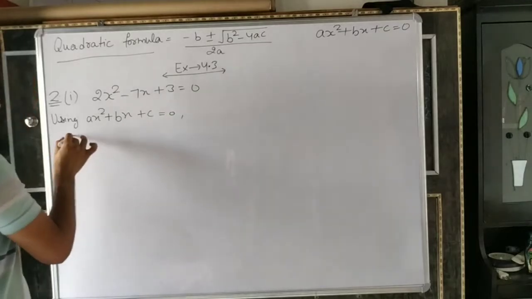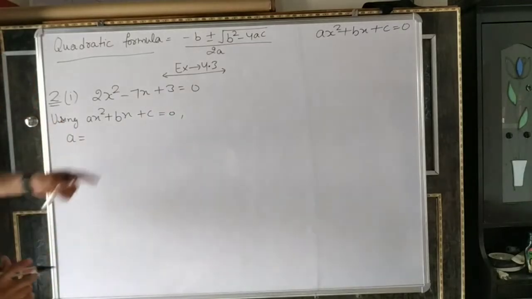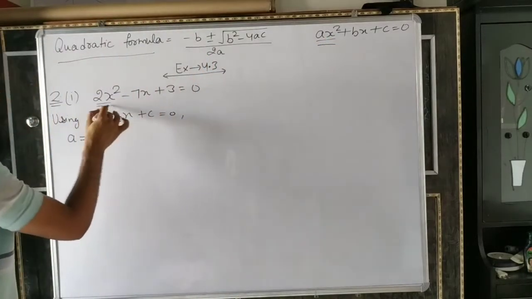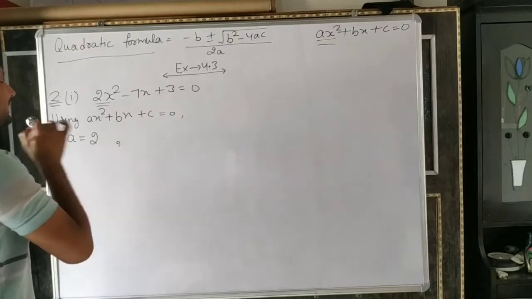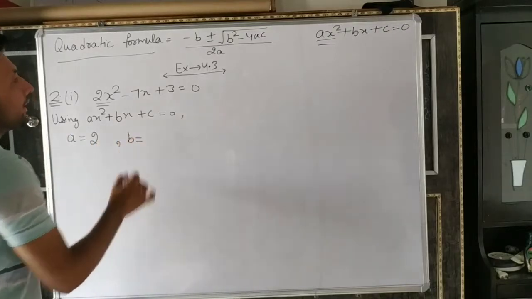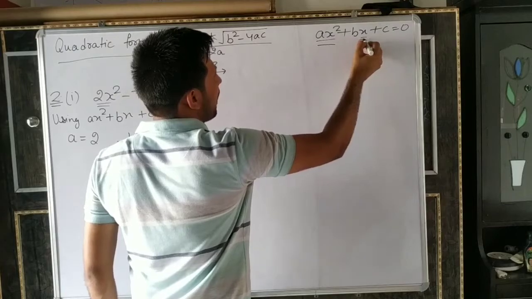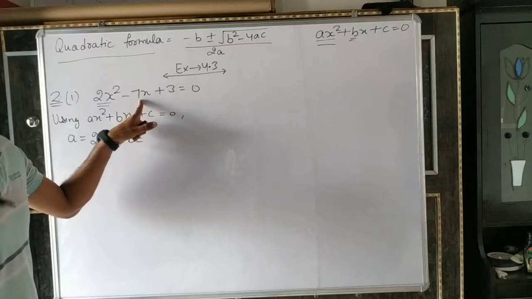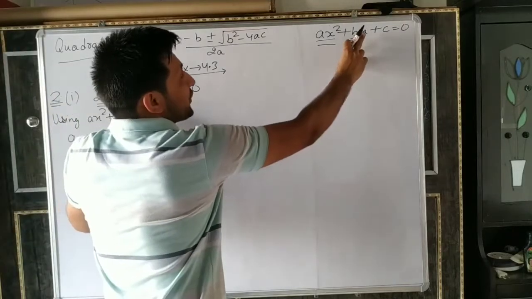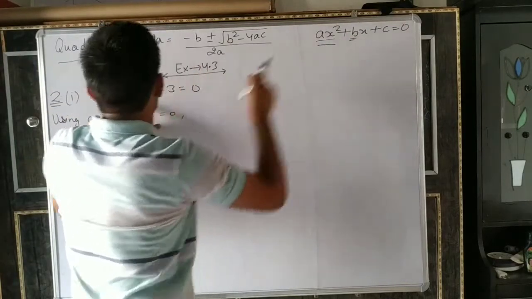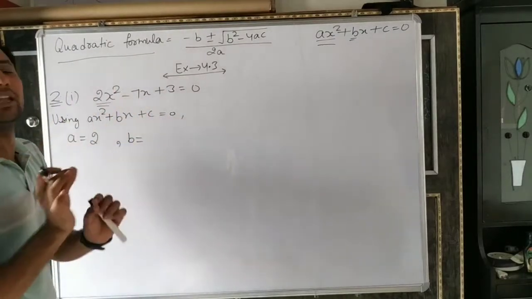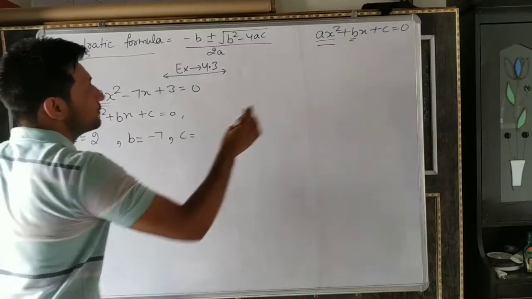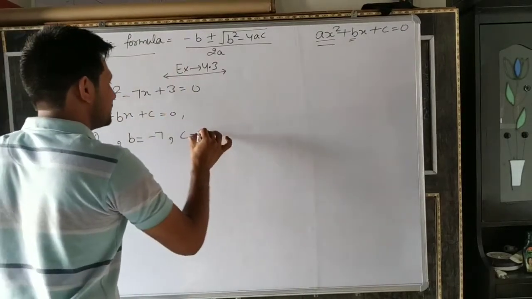Then a equal to how much? a is the coefficient of x square. What is the coefficient of x square? 2. Next is, dear, how much b? b is the coefficient of x. What is here the coefficient of x? It is not 7, because here b is positive, but here it is negative. Whatever is given we will take. Coefficient of x is -7 and c, the constant term. How much? It is 3.